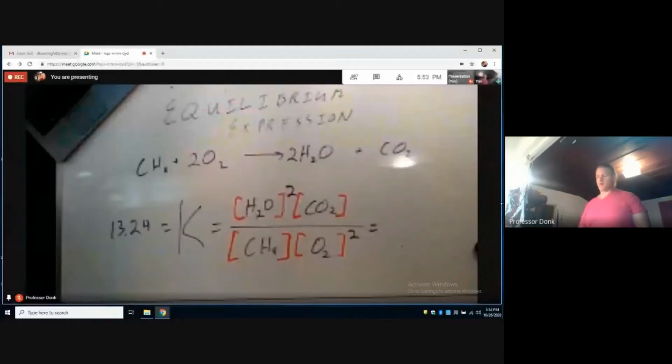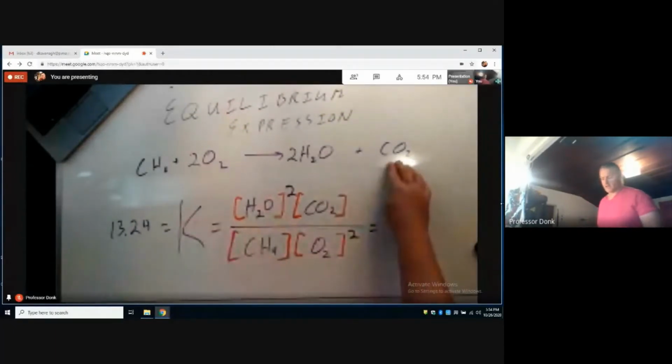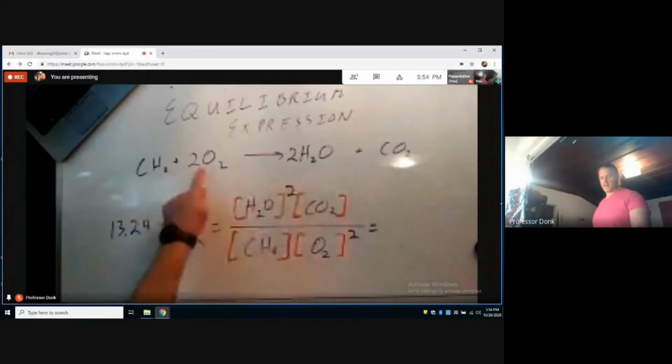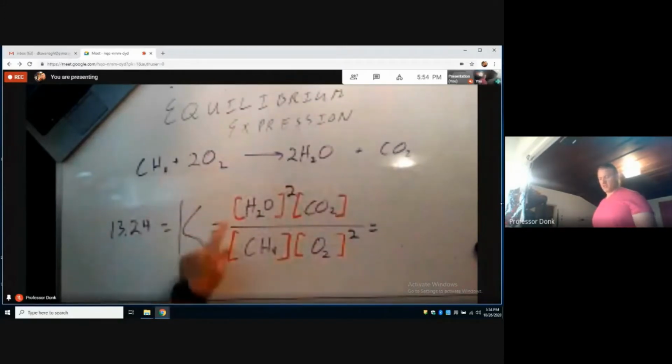Here's an algebraic problem using an equilibrium expression from a balanced chemical reaction. In this example, we have our balanced chemical reaction, the combustion of methane gas, and here is our general equilibrium expression with the products on top, reactants on the bottom. In this case, we know the value for K, 13.24.